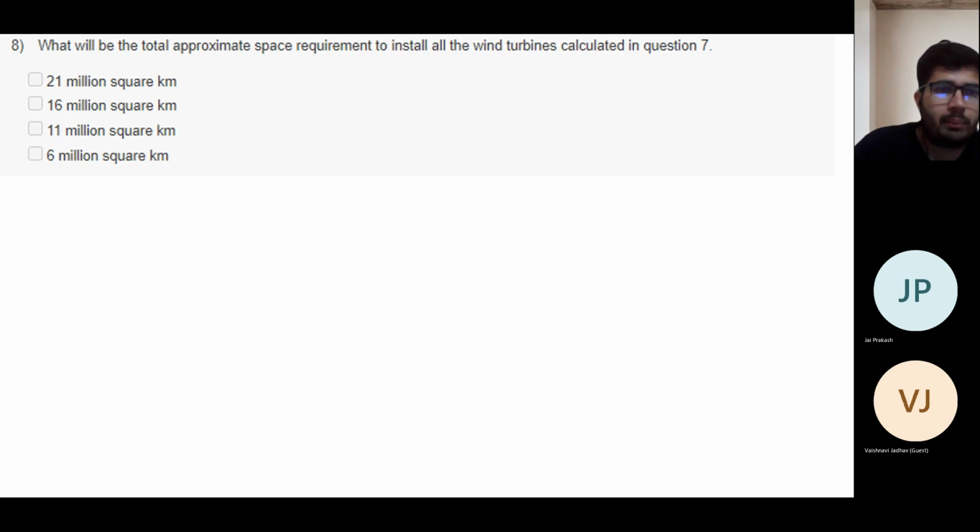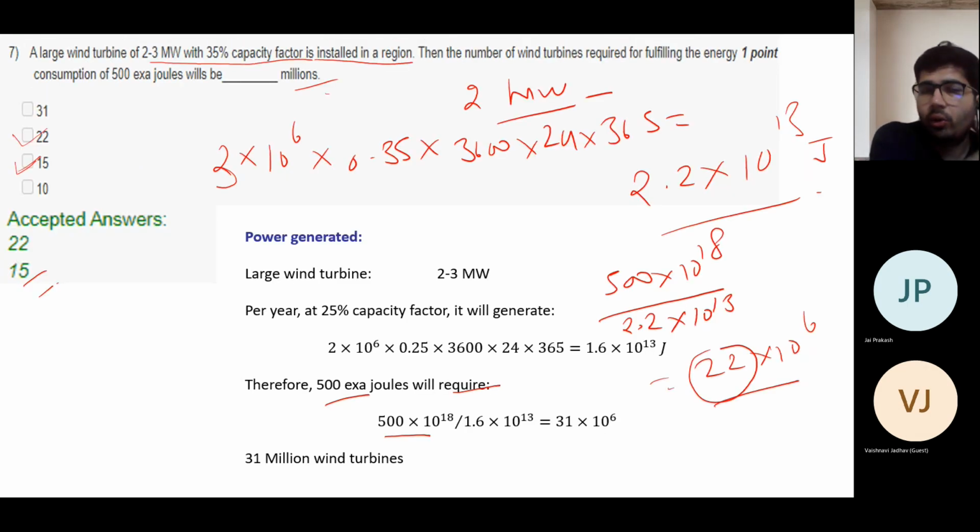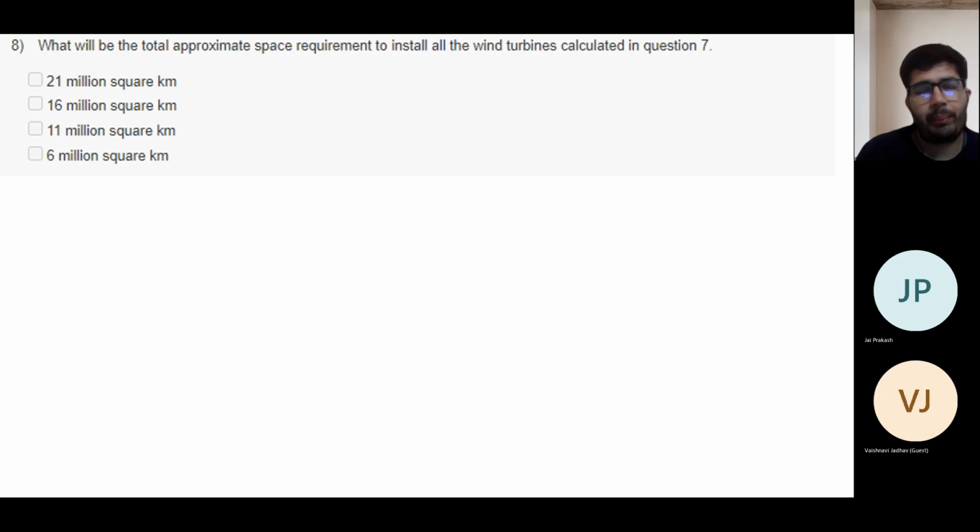So you can take the data from question number 7. The data is you require 22 million wind turbines and 15 million wind turbines. So if you want to install 22 million wind turbines, then what is the space requirement? And if you want to install 15 million wind turbines, then what is the space requirement? Find both answers and compare them with the options for question number 8, and check which one is the correct answer.